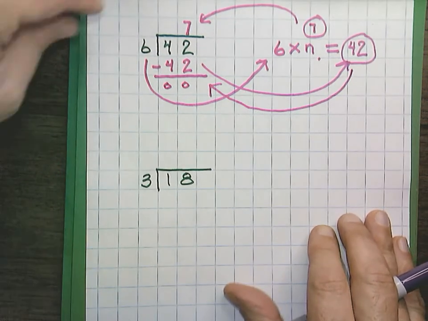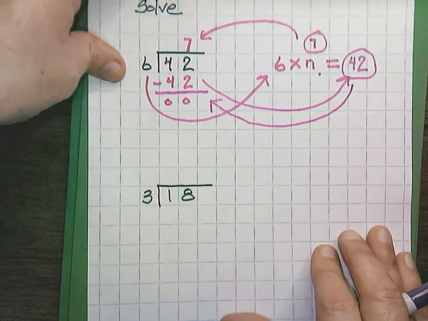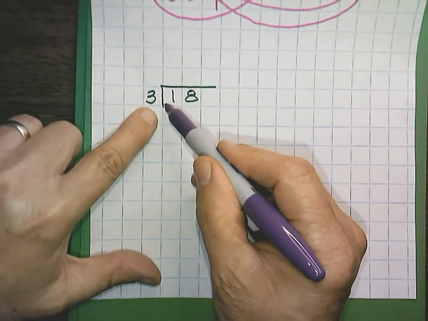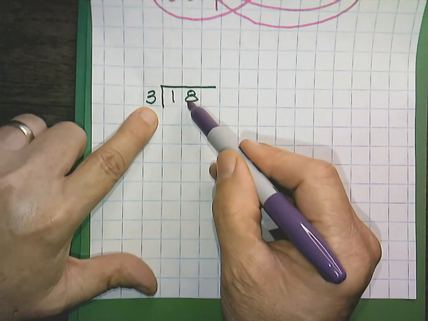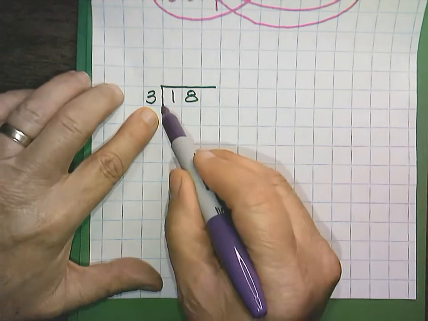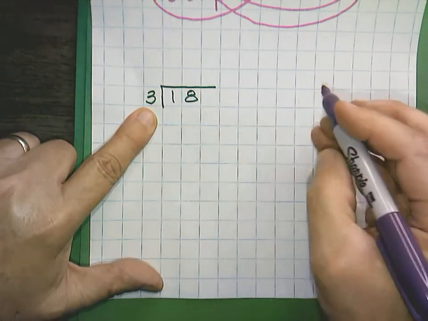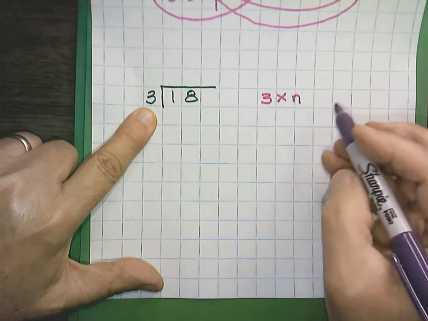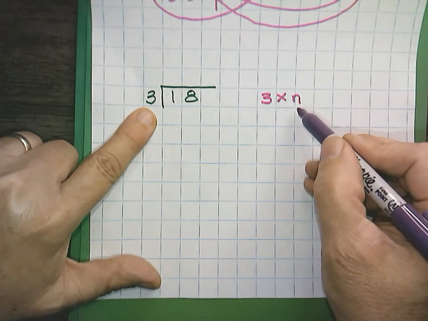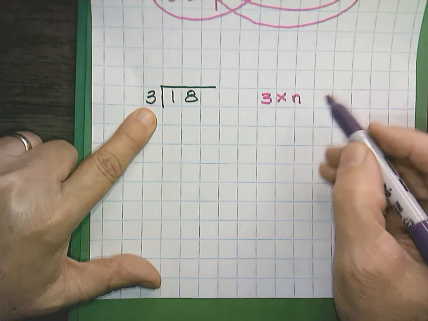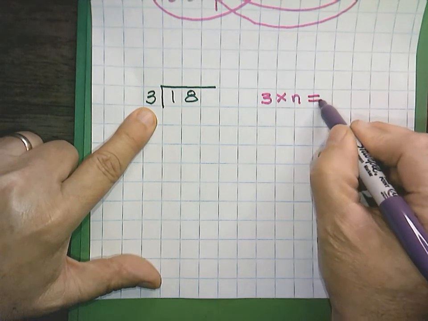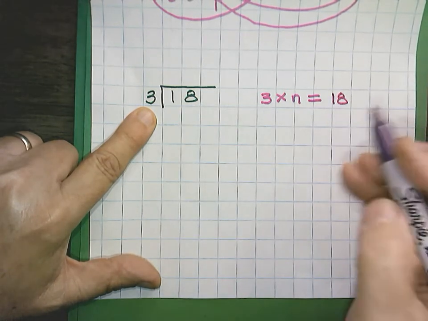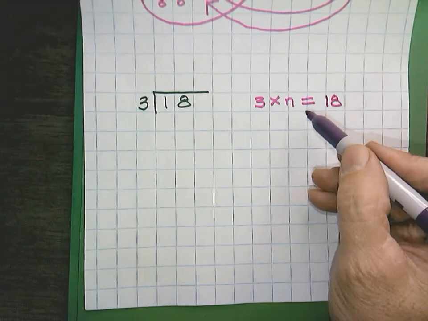Let's try another one. 18 divided by 3. So again, I'm going to use our information in our division problem to create a multiplication equation. So this is very easy. I'm going to work right across. 3 times n. Remember, n is called a variable, and it's going to represent an unknown number. This is what we're looking for. And what does it equal? It equals 18. Now I have what I need to go to my multiplication chart.